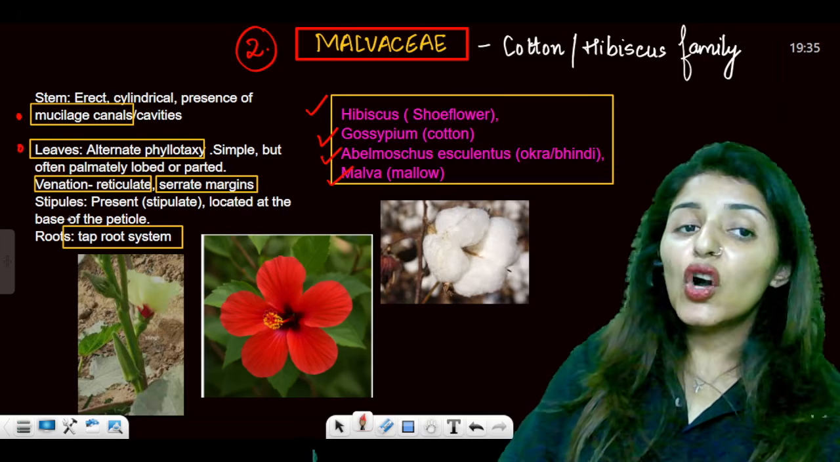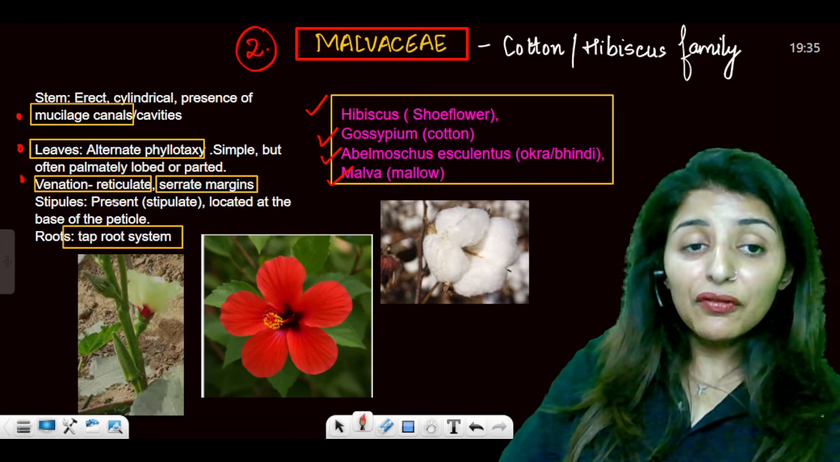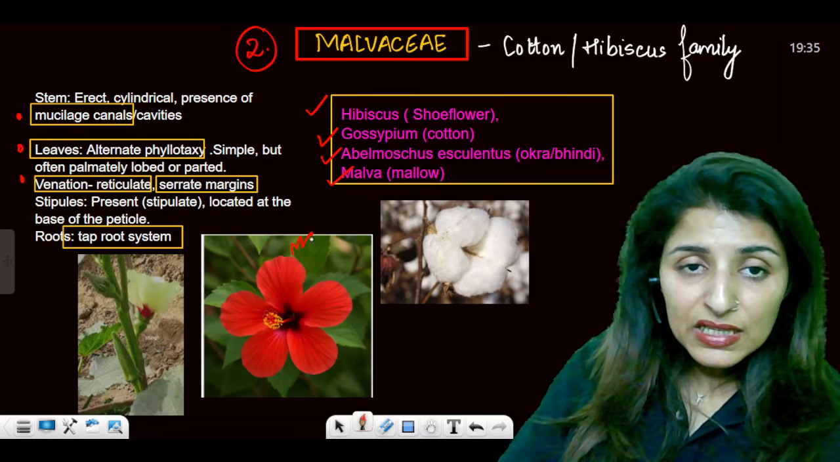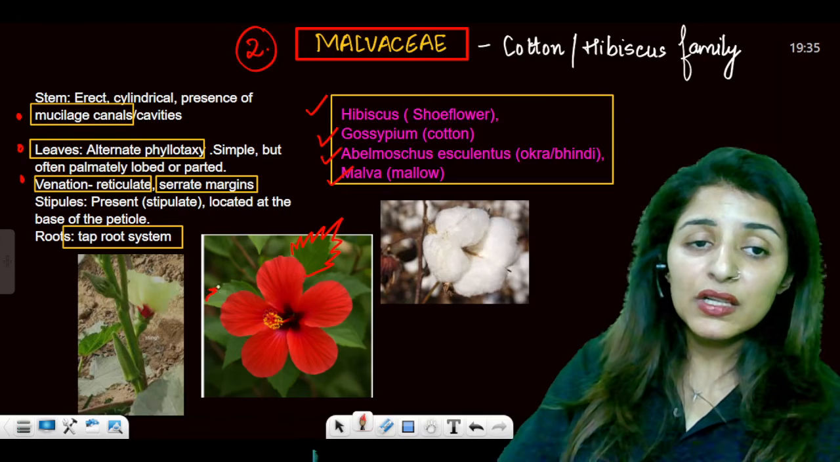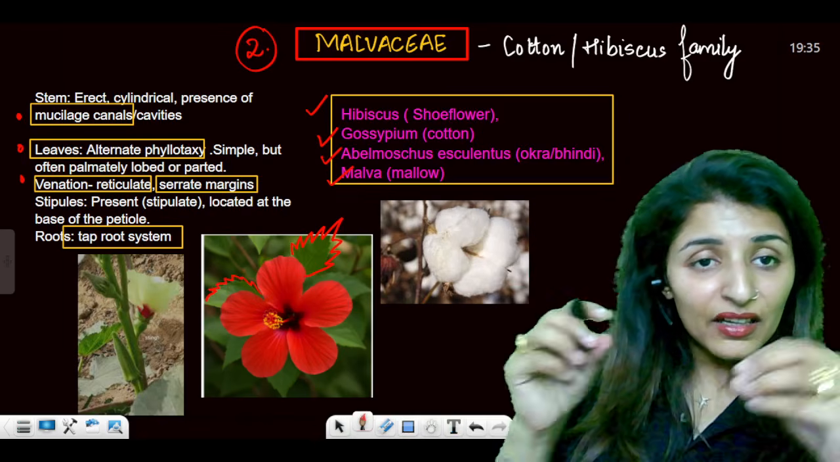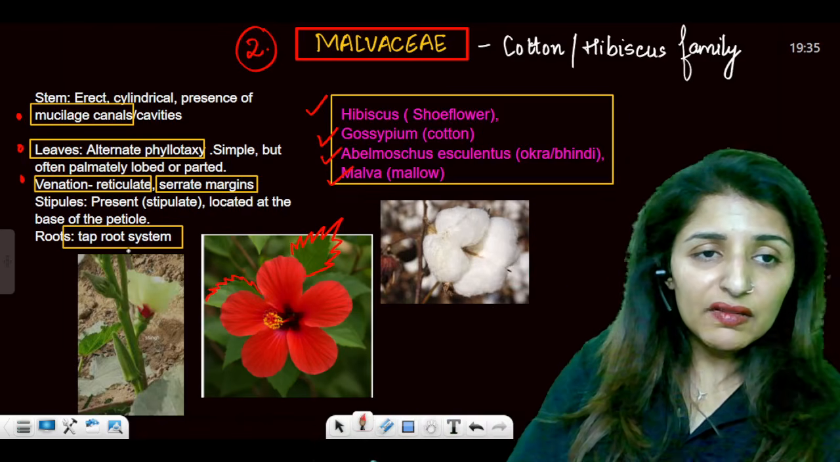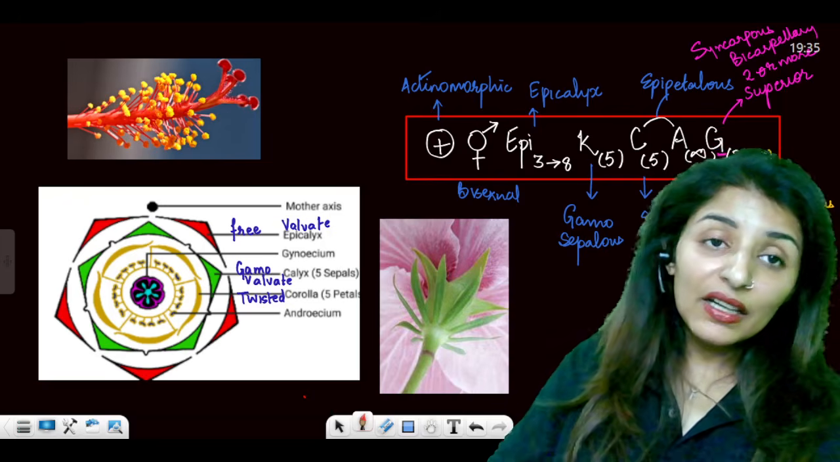The leaves show alternate phyllotaxy. Venation, being a dicot, is reticulate. Now the leaves show these serrations. These serrated margins are present in the leaves. I hope you can see this in the picture. So there are teeth-like or serrated margins present in the leaves. The root is again a taproot system, because this is also one of the dicots.